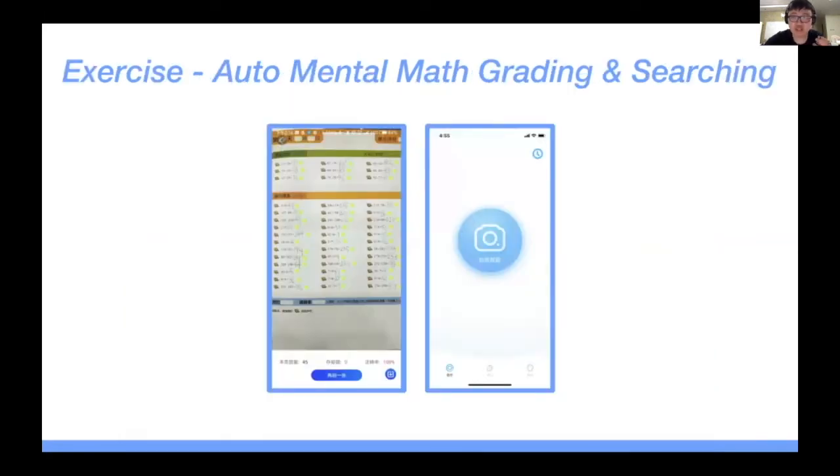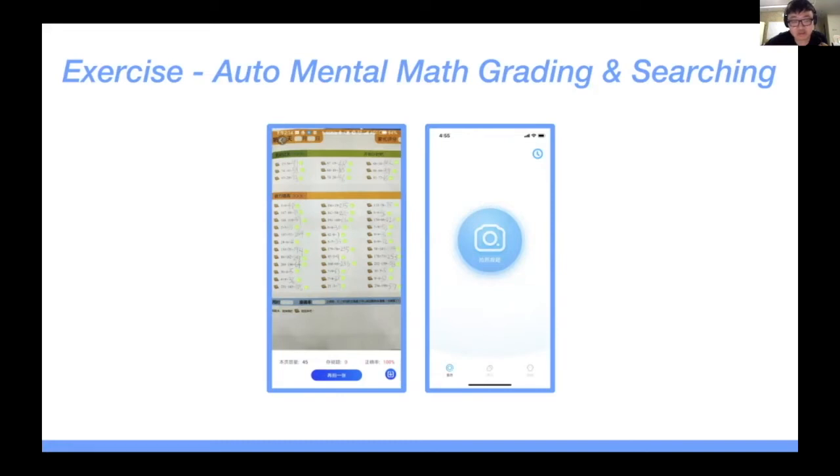Okay, so there are a lot of people who want to use AI to help them do exercises. One application is mental math grading. Mental math is a bunch of very simple math questions, and we can use AI to build a camera to take a picture of those homeworks, and we will get the result instantly.